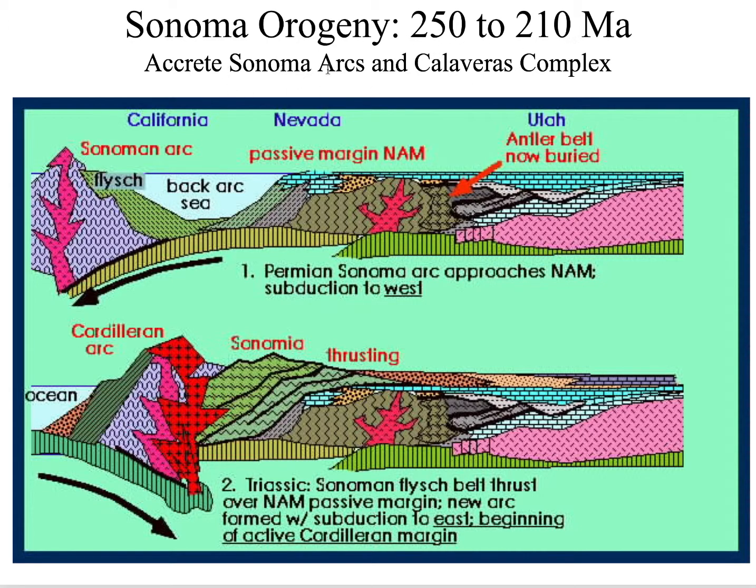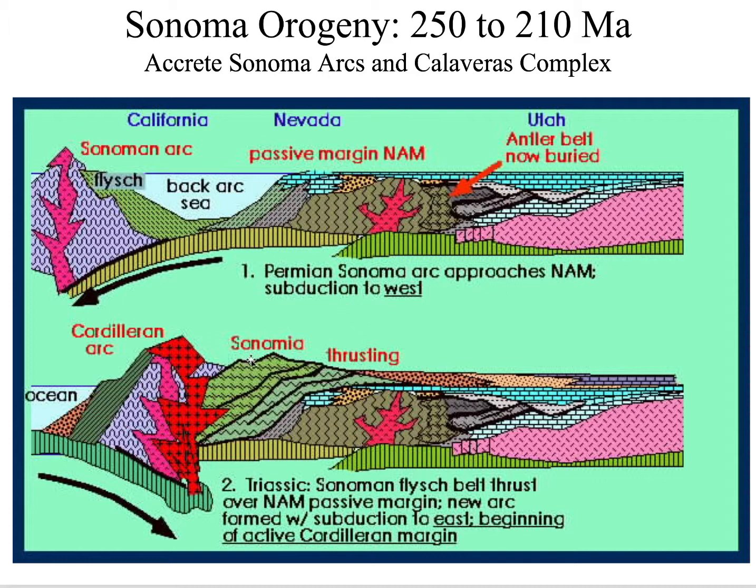We accrete those island arcs plus the intervening sedimentary rocks of the Calaveras Complex. So here we have that flysch, right? Remember that deeper water basin sediment all in here. We're going to add it to the passive margin over here where we have the older Antler belt in here, Antler orogeny. And then Permian Sonoma Arc approaches North America, subduction to the west, right? Subduction to the west.